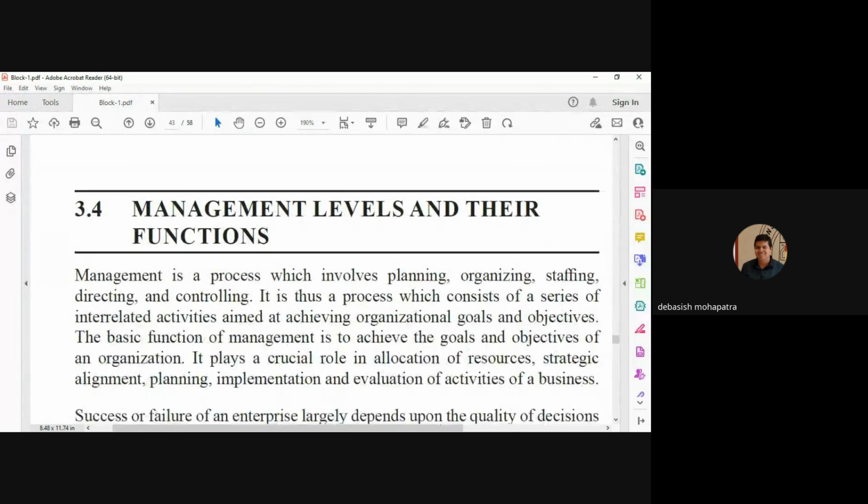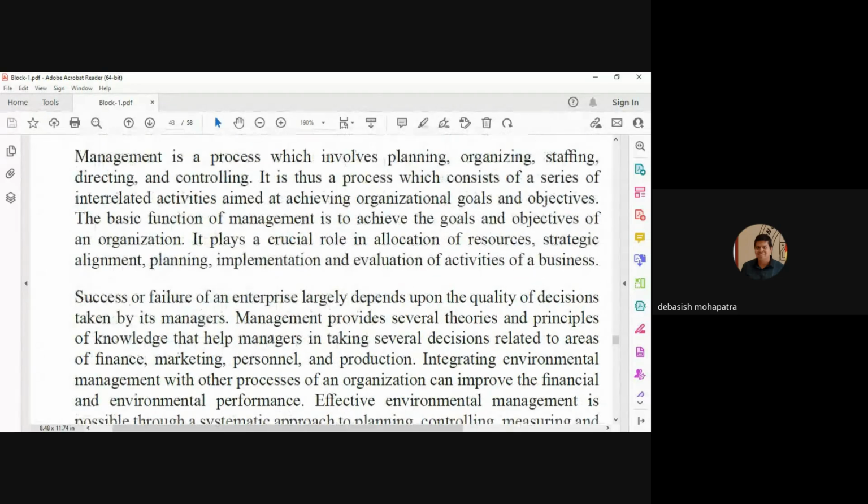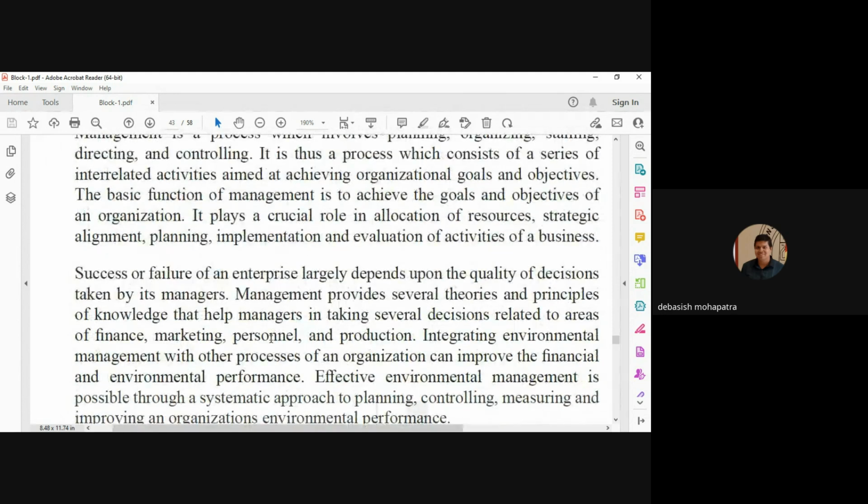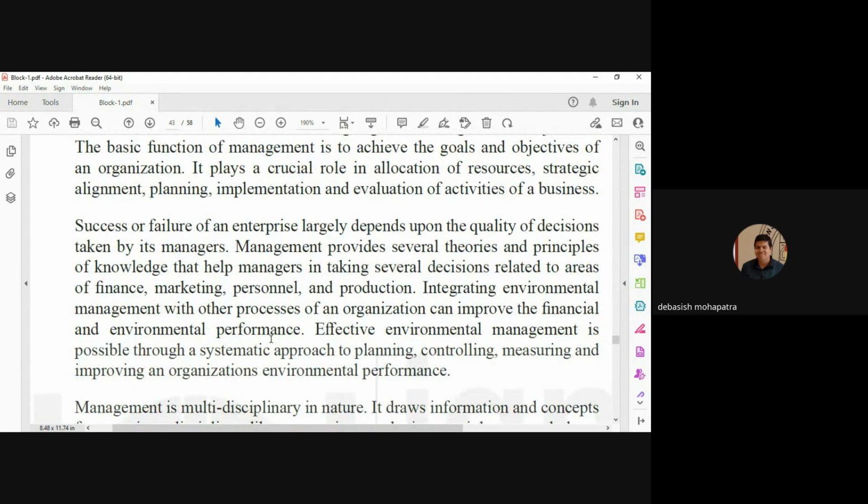Management levels and their functions. Management process involves planning, organizing, staffing, directing and controlling. It is a process which consists of a series of interrelated activities aimed at achieving organization goals and objectives. The success or failure of an enterprise largely depends upon the quality of decisions taken by its managers. So management provides several theories and principles of knowledge that help managers in taking decisions related to the areas of finance, marketing, personnel and production.